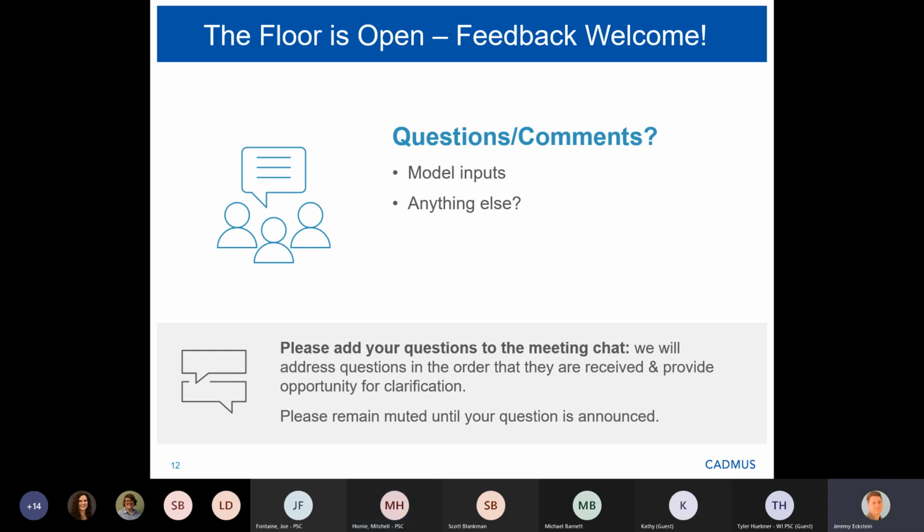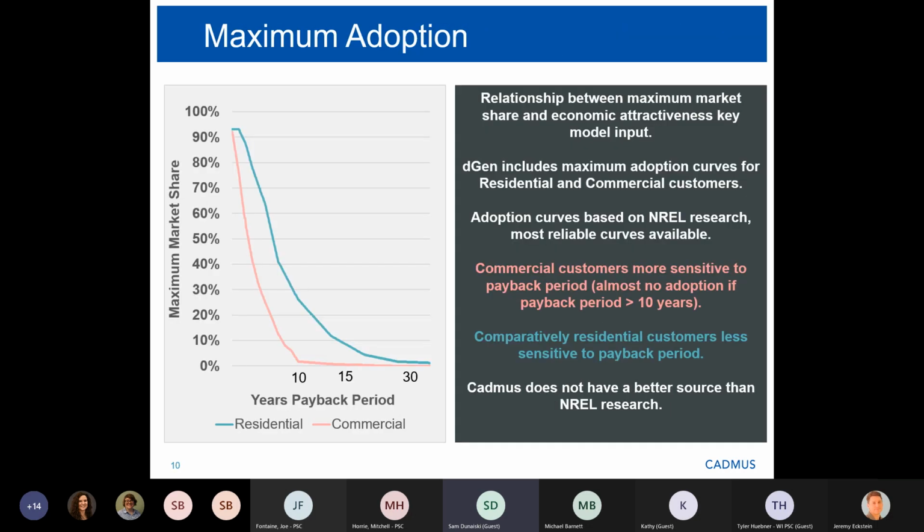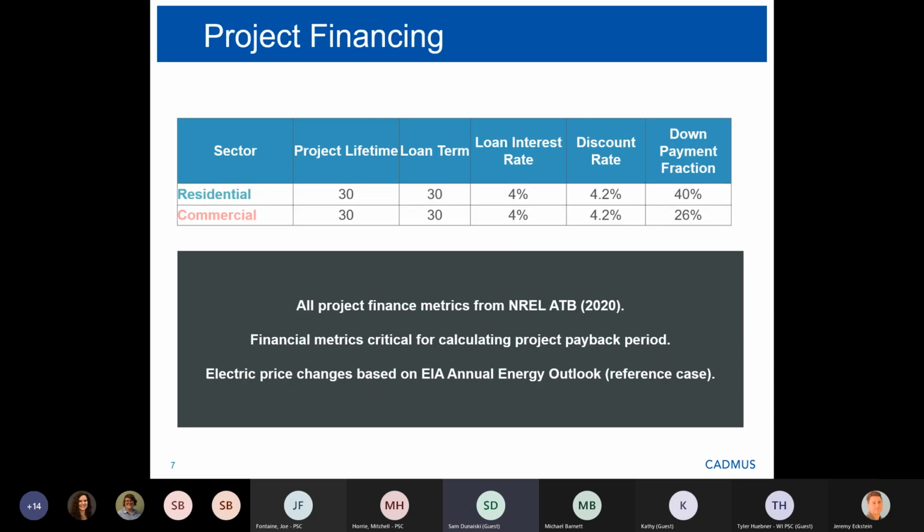Go ahead, please. Hey, this is Sam from Renew Wisconsin. I was wondering if you could go back a couple slides to the project financing image. I just had a couple questions on that. Is this data from NREL? I just want to know where it's coming from. So this data is coming from NREL. It's coming from their annual technology baseline study.